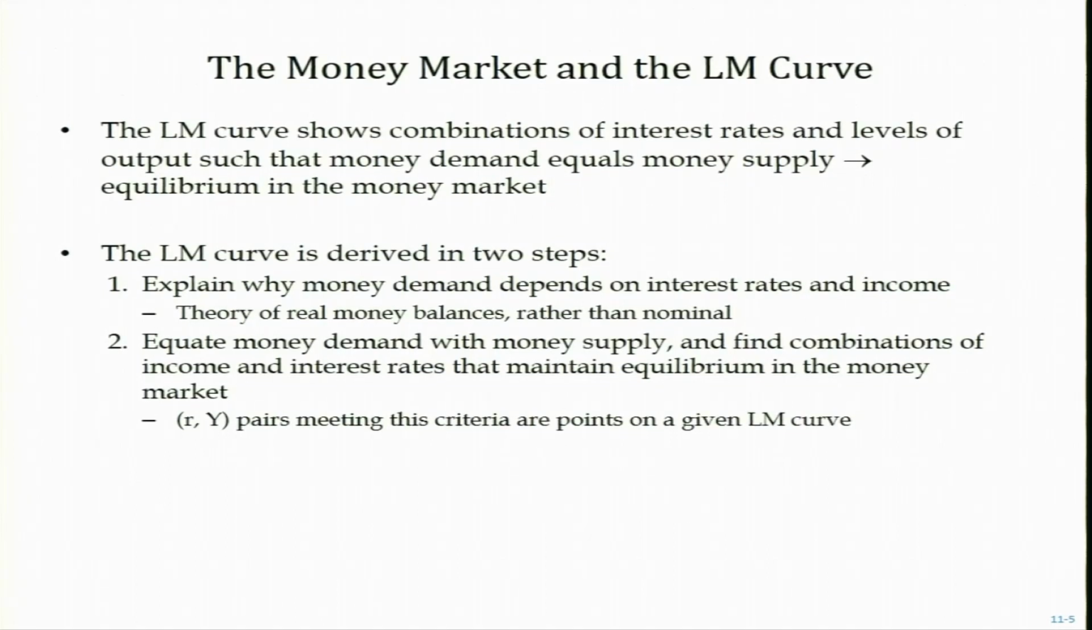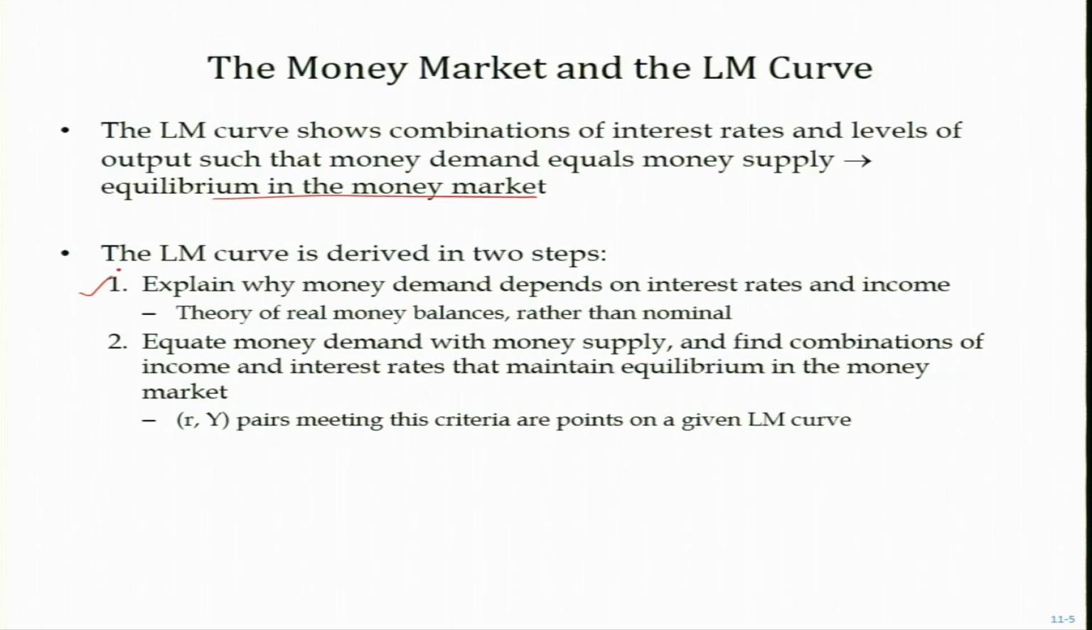The LM curve shows the combination of interest rates and levels of output such that money demand equals money supply. That means there is equilibrium in the money market. You know that equilibrium in the money market happens when money demand is equal to money supply. The LM curve is derived in two steps.